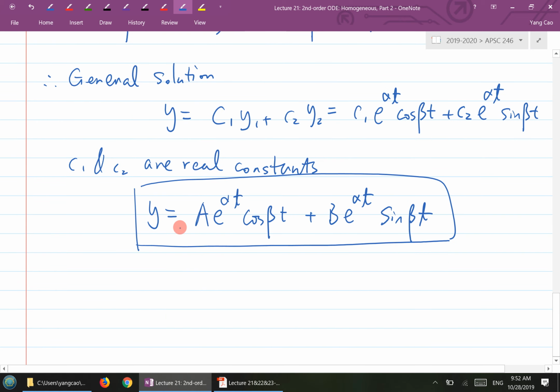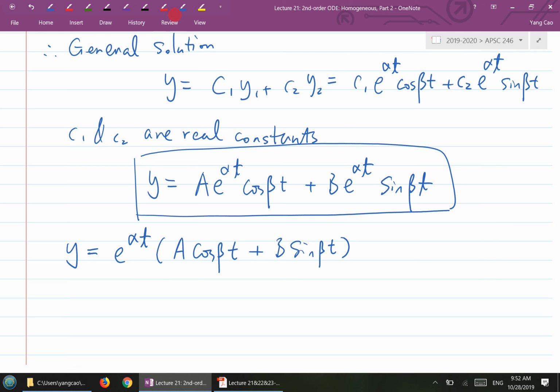You just have to use this table to generate your general solution. For this particular one here, you could rewrite y, take out the common factor e to the power alpha t. Then inside here you get a times cosine beta t plus b times sine beta t. What's in the bracket?